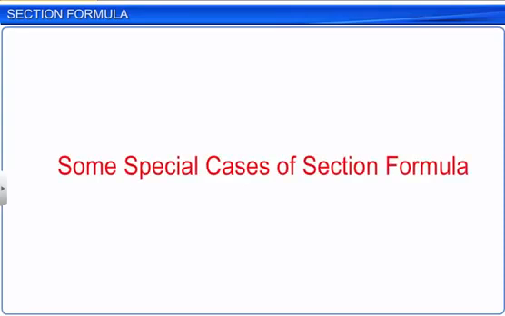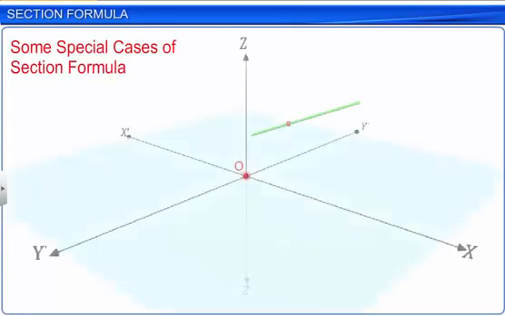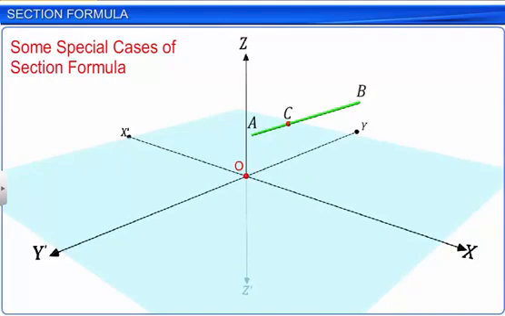Now, we will see some special cases of the section formula. Again, let's consider line segment AB in space. If point C divides AB exactly into two parts, then C is dividing AB in the ratio 1:1. Therefore, m:n is equal to 1:1. This implies that we can consider point C as the midpoint of AB.